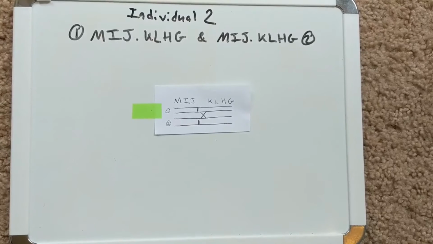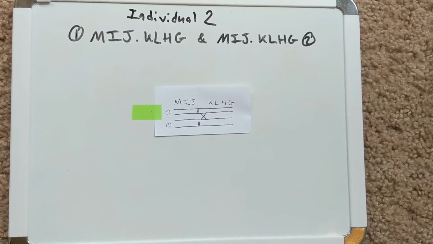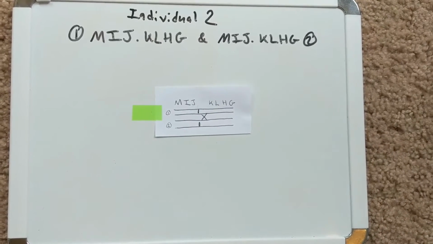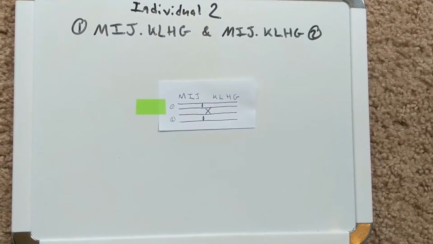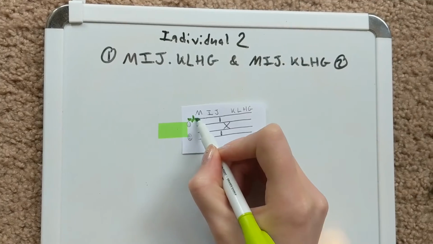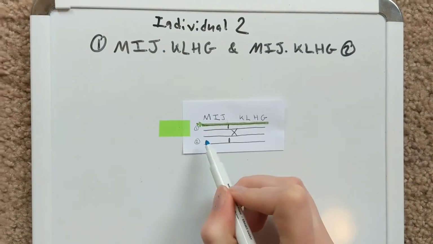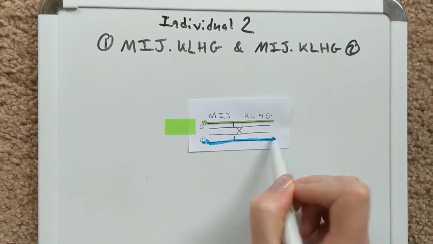Individual 2 has chromosomes MIJ.KLHD and MIJ.KLHD. Even with crossover between regions J and K, the gametes are all MIJ.KLHD. The green roller coaster will run along this top track. The blue roller coaster will run along the bottom track.